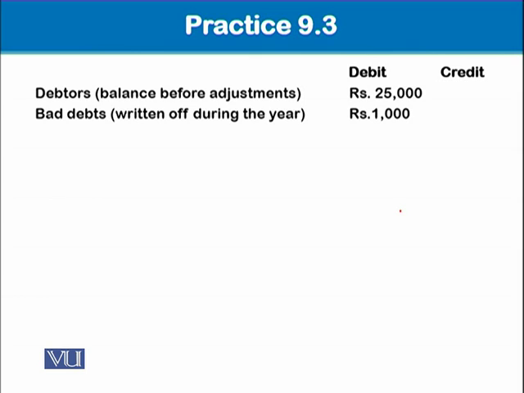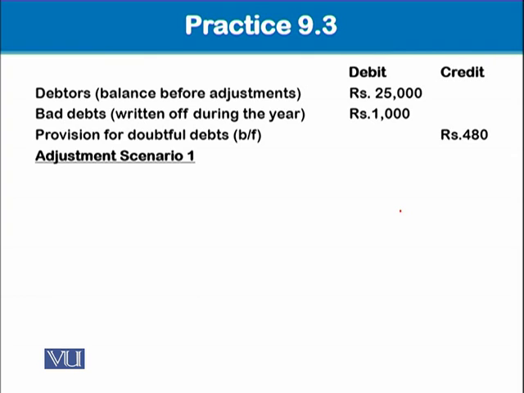the bad debts account, which is already written off during the year, is rupees 1,000. It is appearing in the debit side of the trial balance. And then in the credit side of the trial balance, provision for doubtful debt, the opening balance brought forward is 480.